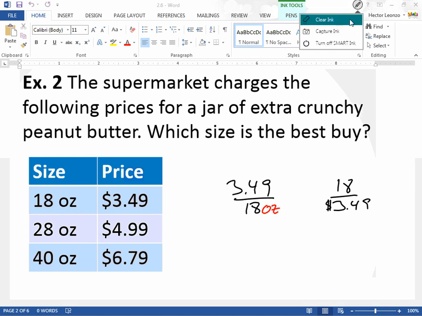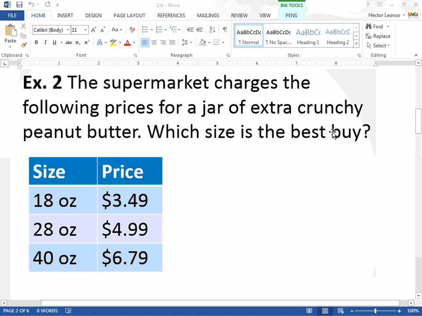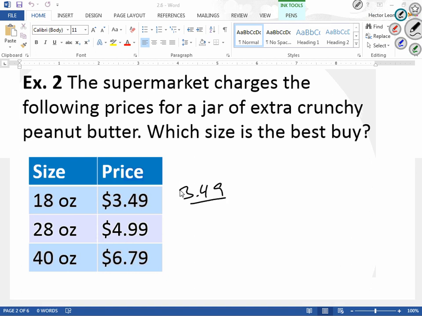So let's take a look. Here it says which size is the best buy. So I want to know how much is 1 ounce. From the first operation, I'm going to go 3.49 divided by 18. I have ounces at the bottom because I want to know how much is 1 ounce. If I do 3.49 divided by 18, I'm going to get about 0.19. So what that's telling me is 1 ounce, I buy it for 19 cents.